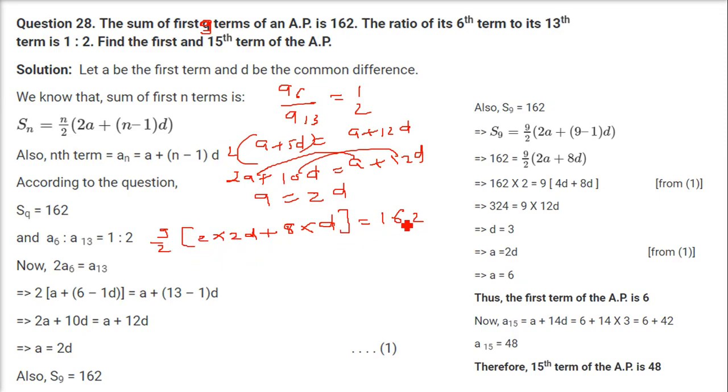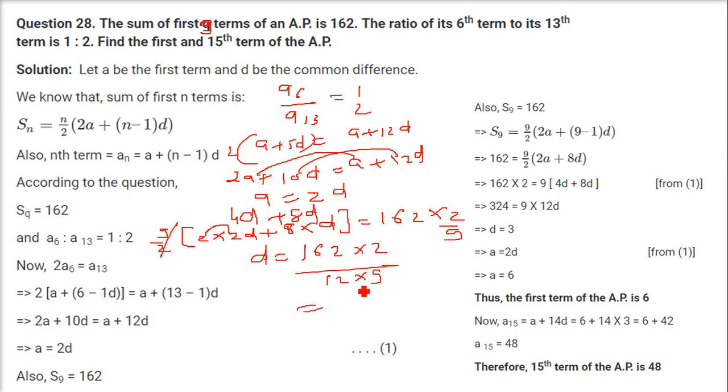So this is 2 by 9. This is 4D, and this is 8D. So we get 12D here, right? So this becomes D equal to 162 by 2, 12, and 9. So effectively you are going to get 3 only. So D is 3, and now A was what? A was 2D. So A equals 2 into 3, that is 6. A is 6 and D is 3.